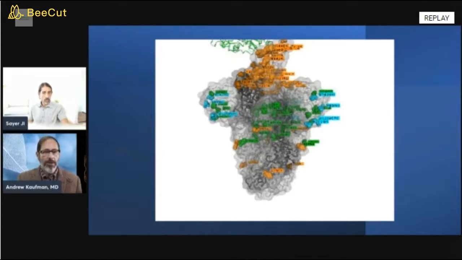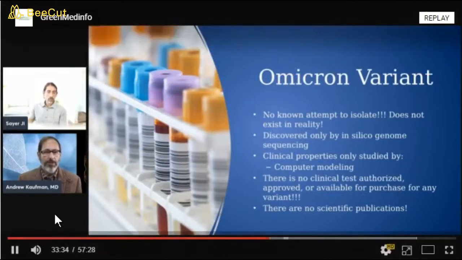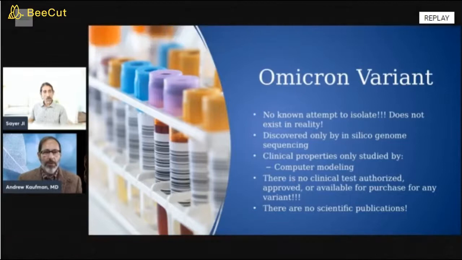It looks impressive. Even if you're a scientist or a doctor, you see this thing rotating and you're like, wow, they really did a lot, right? But they did nothing. So if we're going to summarize things up for the Omicron variant, there's no actual attempt to do even the virus culture isolation procedure. There's no microscope images. There's no proof that it exists at all in reality. It was discovered only by an in silico genome sequencing, which is a complete computer simulation.